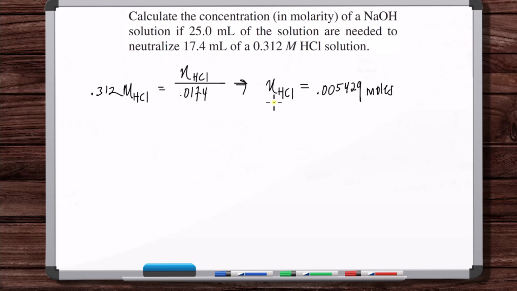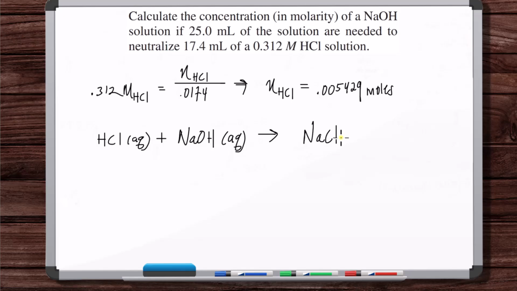Okay, now that we have this information, let's write out the molecular equation for this acid-base neutralization reaction. So we've got HCl aqueous and NaOH aqueous, and with the acid-base neutralization we're going to have a salt and water, right? So NaCl, and we would want to check to see if perhaps this is a precipitate. We know NaCl is aqueous, and then water.